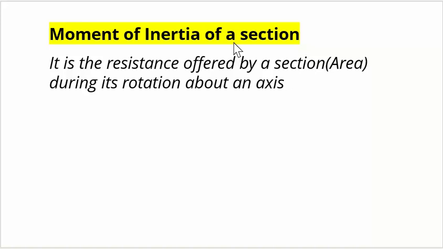The moment of inertia of a section is defined as the resistance offered by a section or the area of the section during its rotation about an axis. If you look at this particular section, it is of rectangular shape and it is rotating about this axis, which I have shown by x-axis.